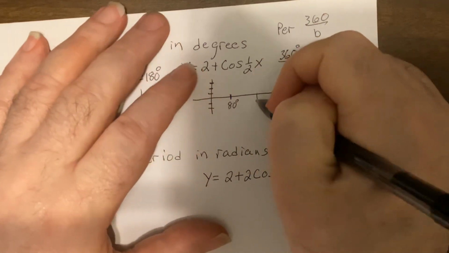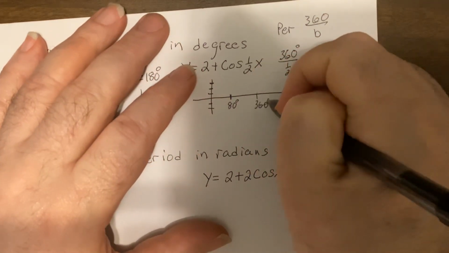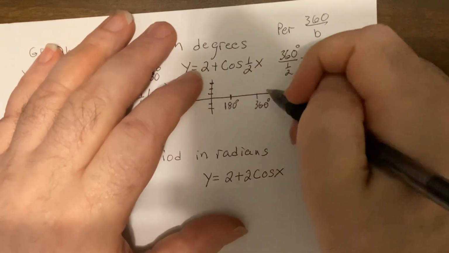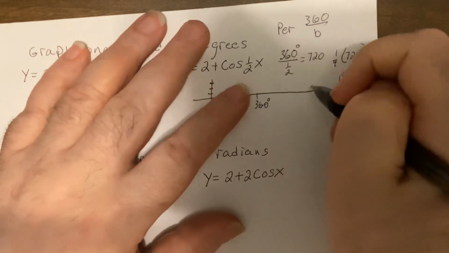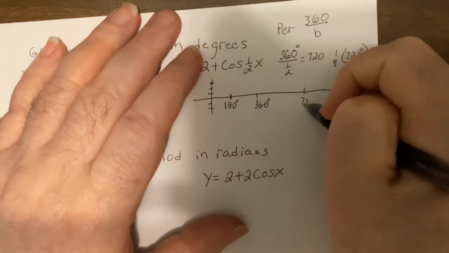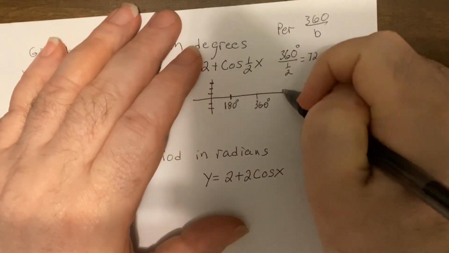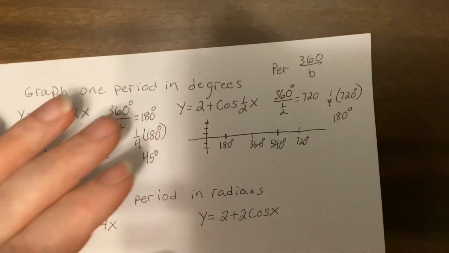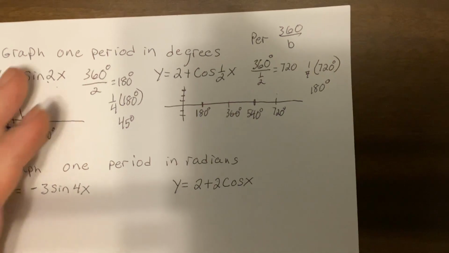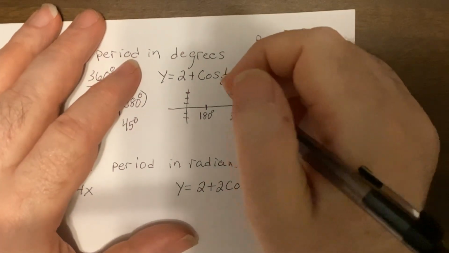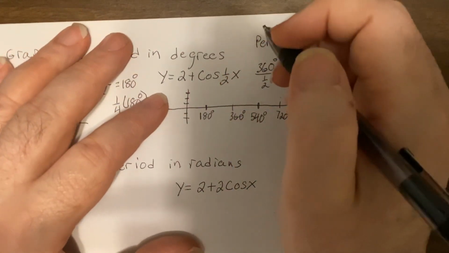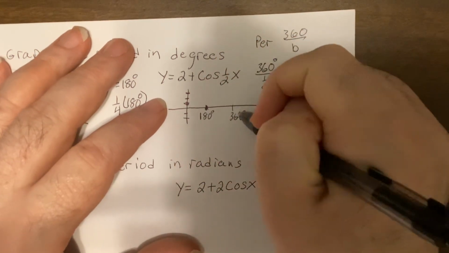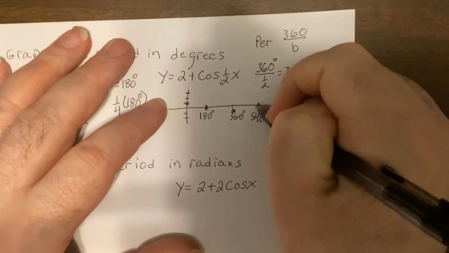Then double that is 360. Then, oops, I forgot the 1. Then double that would be 720. This would be 540. So, cosine is 1, 0, negative 1, 0, 1.